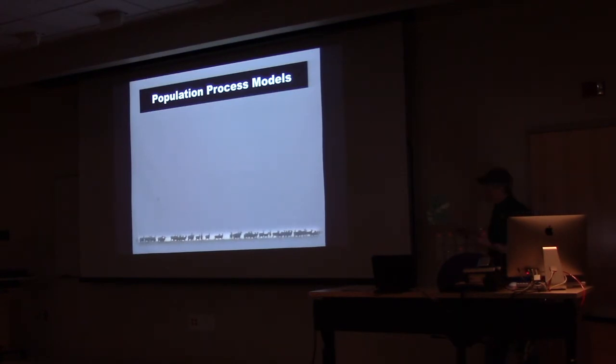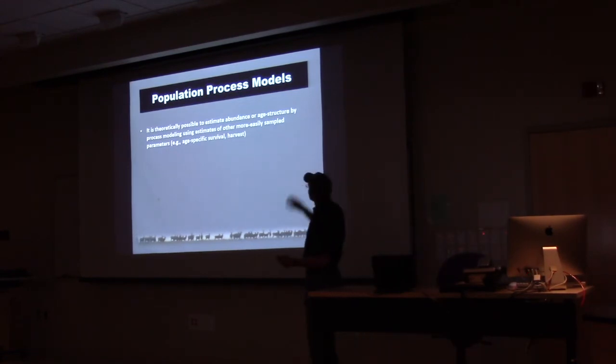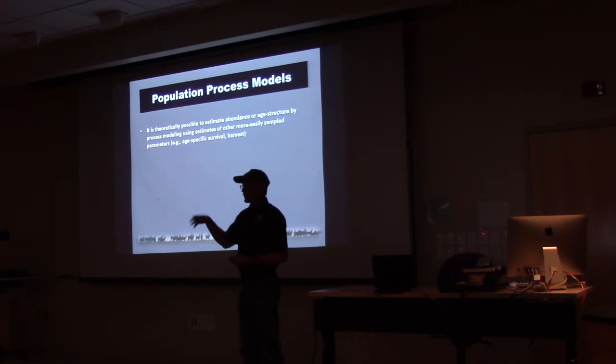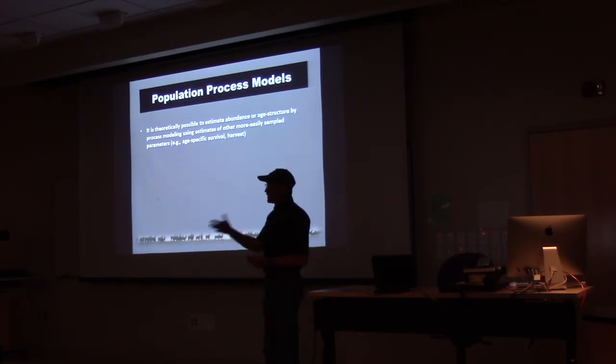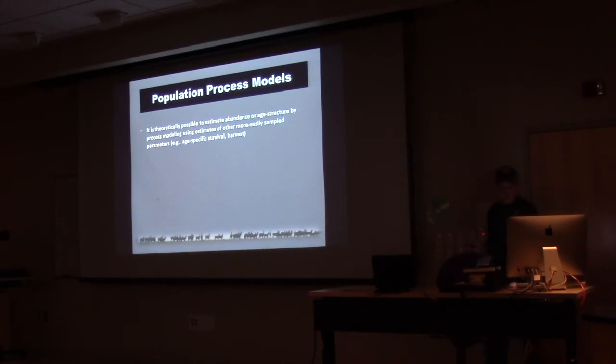So sometimes for situations like that, the best approach isn't this direct enumeration thing. Sometimes it's what we call a population process model. It's possible, theoretically, to estimate something like abundance or age structure by estimating those quantities based on something else that you know that's more easily measured. So you can take demographics, things like survival and reproductive output, and it's possible, in theory, to use those to predict things that are not so tractable.